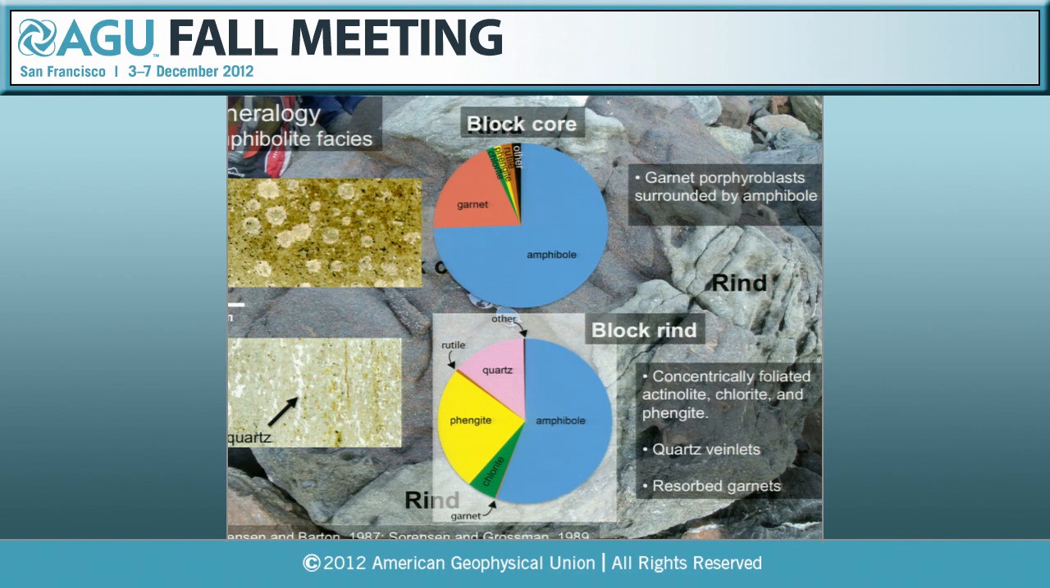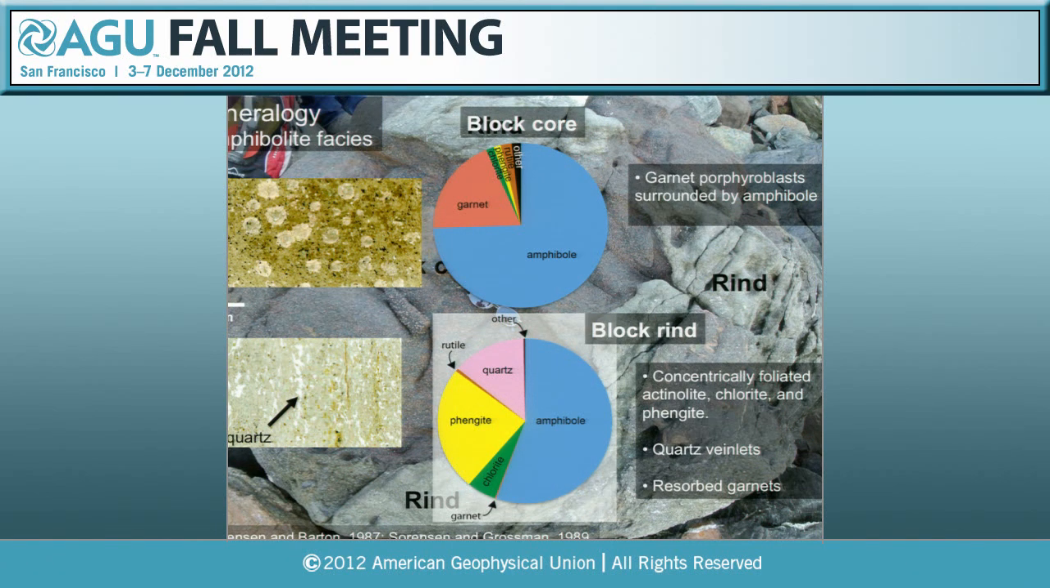Sheet silicates are more abundant in the rind, so we have quite a bit of phengite, which is a magnesium- and silica-rich muscovite, and also chlorite. And the sheet silicates and the amphiboles in the rind define a concentric foliation that is essentially wrapping around the block, and that gives us a hint of the dynamic nature of the rind formation process, at least at one point during its history. In some cases, we also see quartz veinlets, like this little vertical feature in the thin section scan on the left.